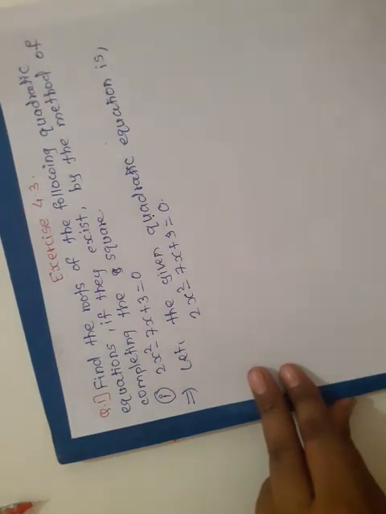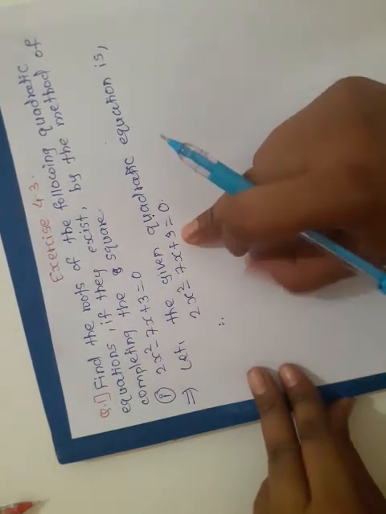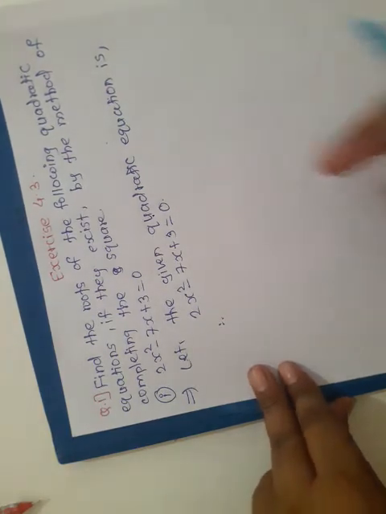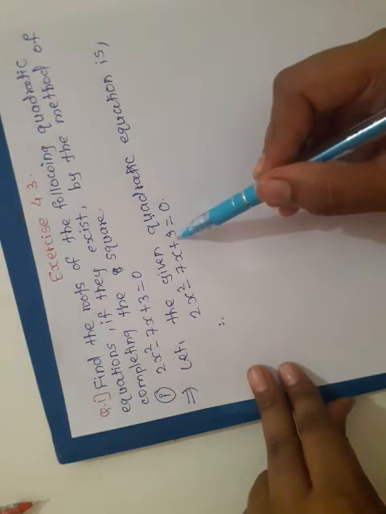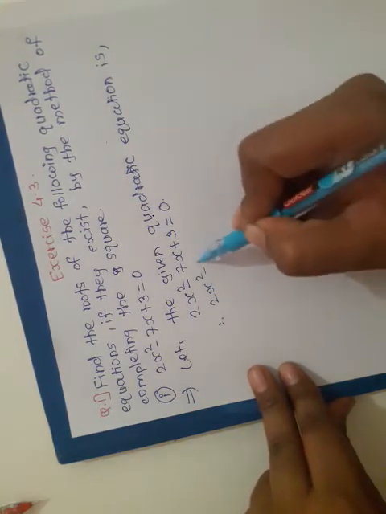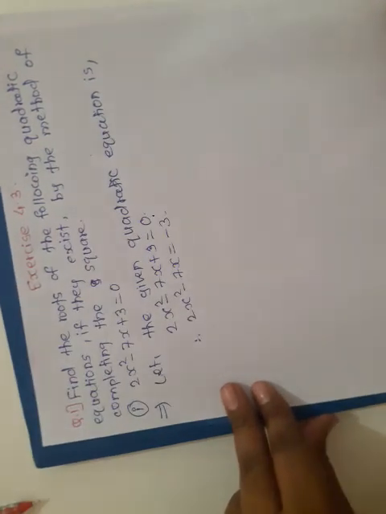Then the second step, what is given in the second step? Shift the constant term to RHS to get ax square plus bx is equal to c. We do not have to write the words, only use the method stepwise. So transfer the constant term plus 3 to RHS. We get 2x square minus 7x is equal to minus 3. This is our second step.